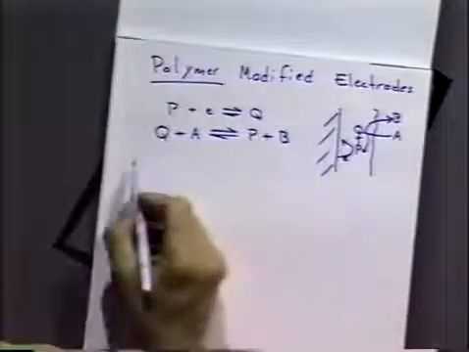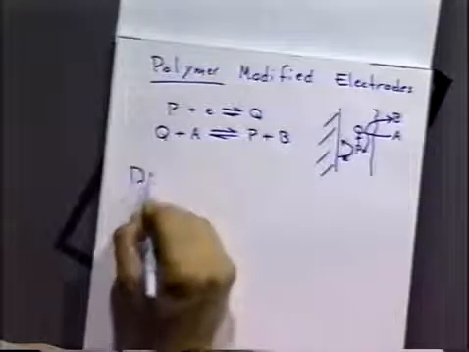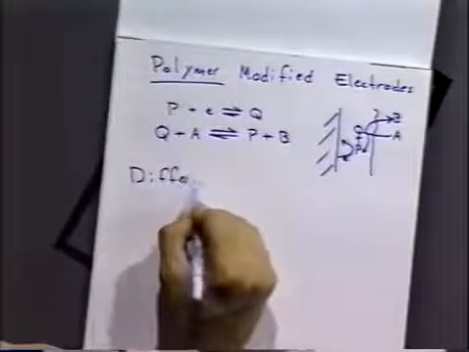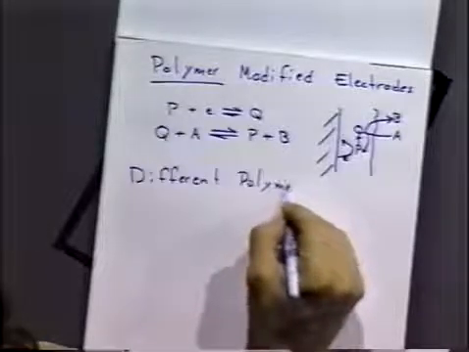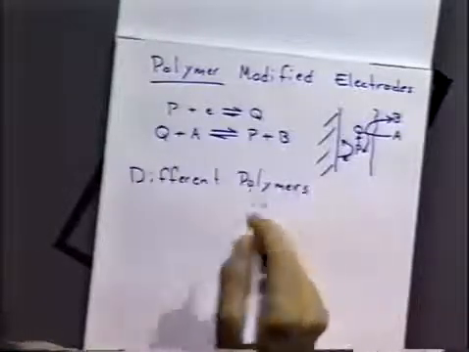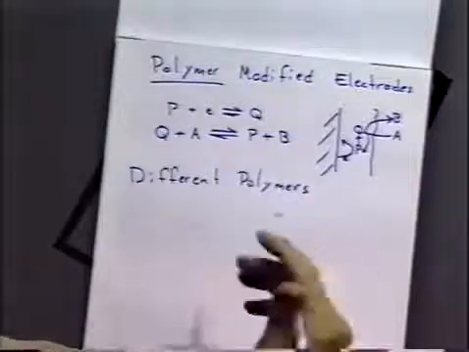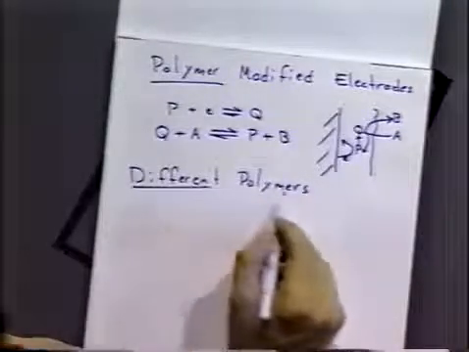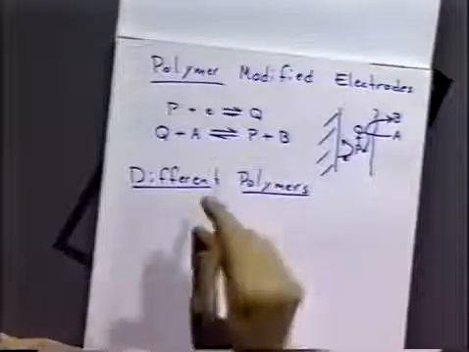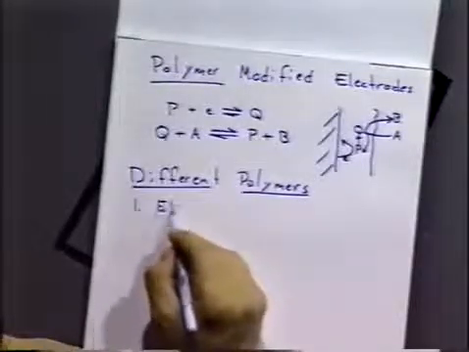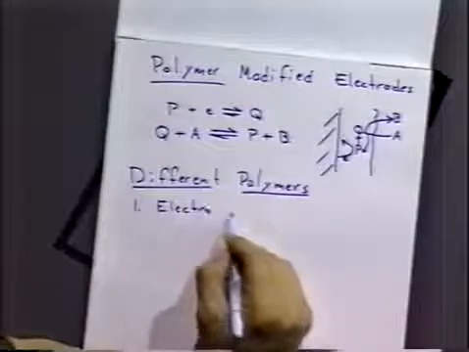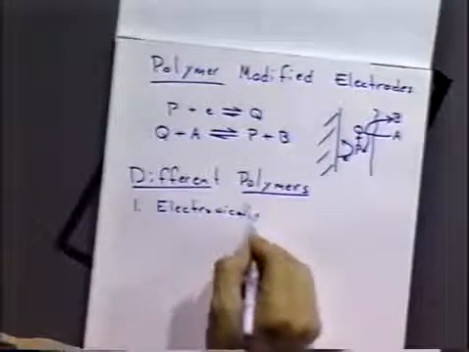So let's briefly summarize our different polymer types, and we can talk about polymer modified electrodes, but they're really all lots of different kinds of polymers. So let's briefly discuss some different ones. One type that's kind of interesting is the electronically conducting polymers.